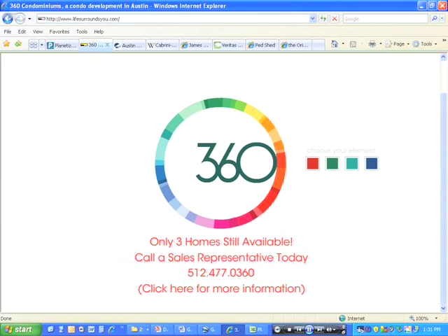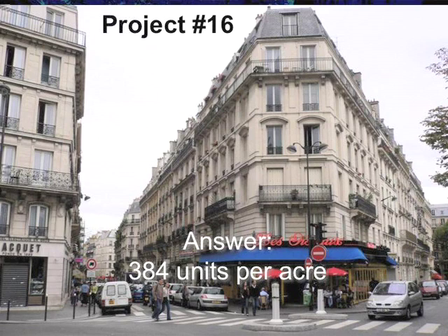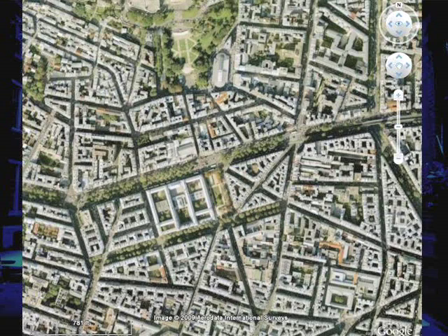Second to last, we're almost there, project 16. This is Paris. Good friend of mine lives in this building, at least part-time. 384, denser than the high-rise. And this is why, very high lot coverage.